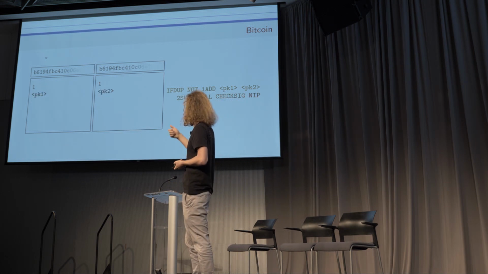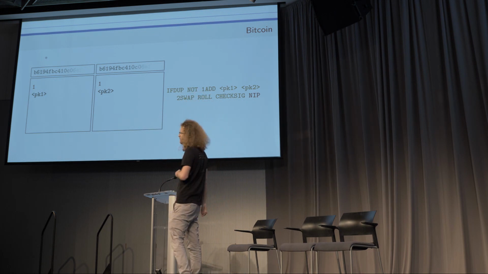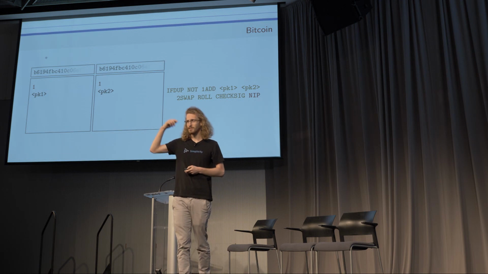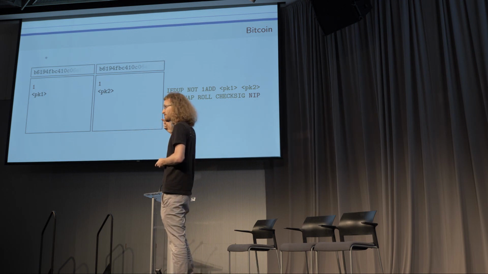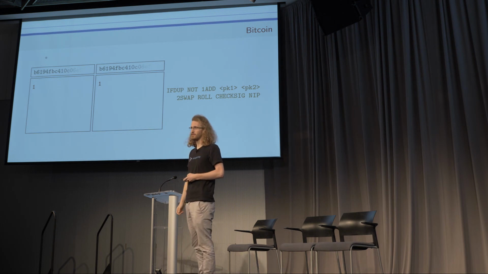If they pass, it'll give me 1. If it doesn't, it'll give me 0. And then finally, I call this opcode nip, and nip deletes the second to the top stack element to get rid of those public keys that were straggling, okay?